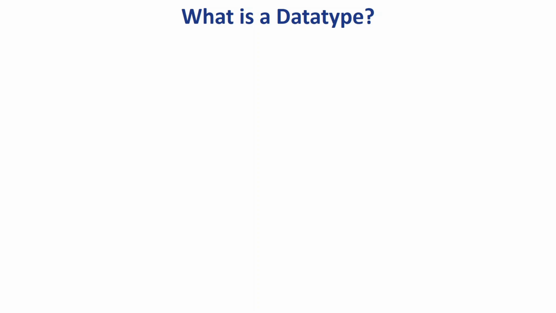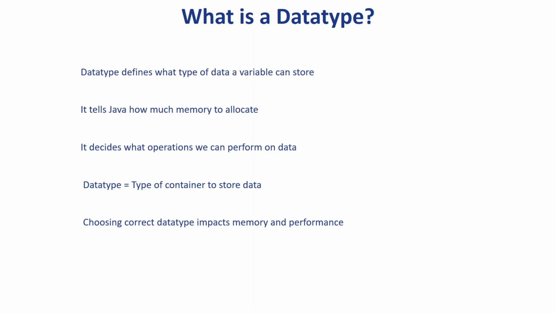So what is a data type? Think of it like a container. Different containers store different things. Some store numbers, some store text, some store true false values. So a data type simply tells Java what kind of data we want to store and how much memory is needed.